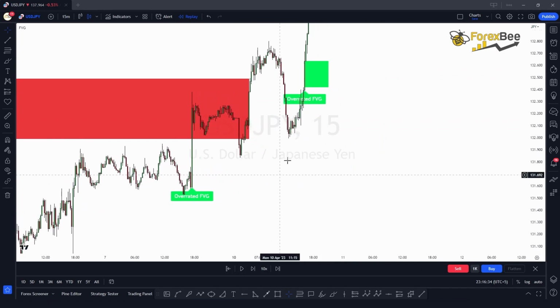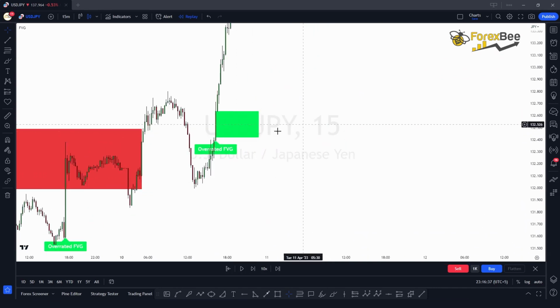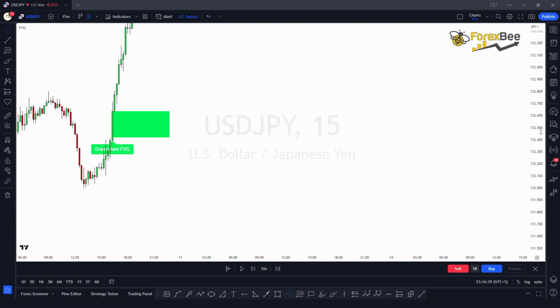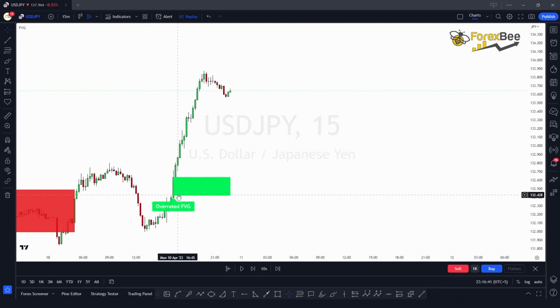And here we can see the formation of another overvalued fair value gap. And in an overvalued fair value gap, as we discussed earlier, the market moves above it, but it must come back to this imbalance zone to fulfill this imbalance that has been created. So this overvalued fair value gap must be fulfilled somewhere in the future.